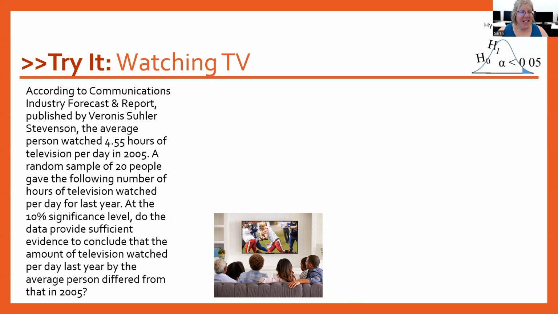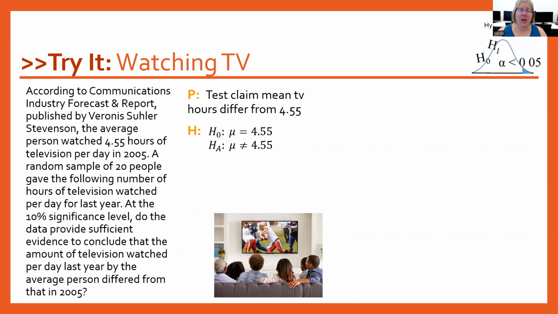All right, so let's take a look at this. So the P in PHANTOMS is a statement about the parameter, which is our mean. So we're interested in testing the claim that the mean TV hours differ from 4.55. That's going to lead us into our hypotheses. So our null hypothesis is that mu is equal to 4.55. And the alternative is that mu is not equal to 4.55. And we get that from the use of that word differ.